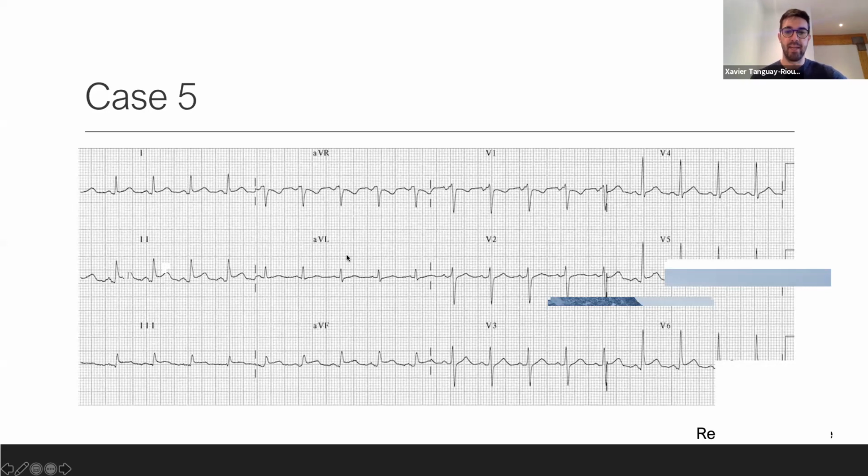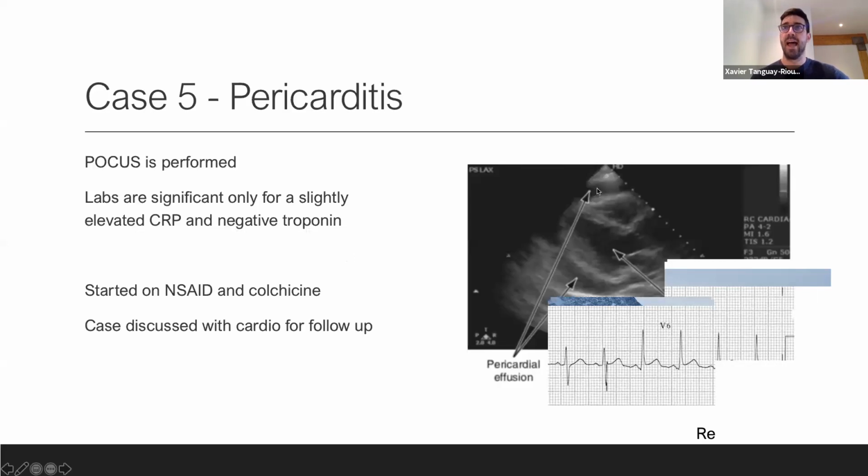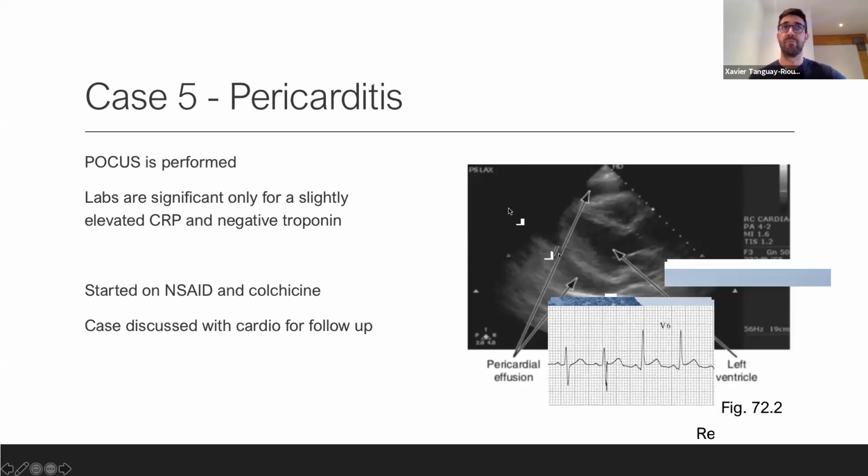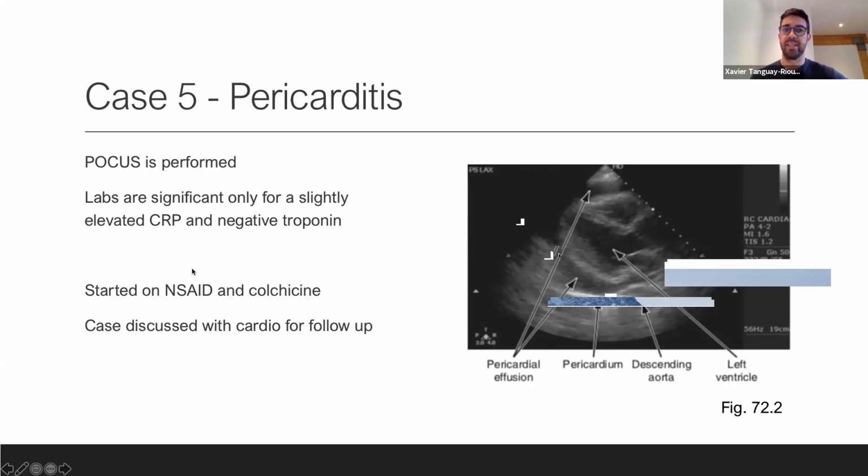And so you get your ultrasound, and this is what you're going to see. So there's a pericardial effusion, and with those two, you make your diagnosis of pericarditis. And you are still going to send your labs. The CRP is a little bit elevated and the troponin is negative. So you're going to start your patient, or your colleague, I would say, on NSAID and colchicine, and you're going to discuss the case with the cardiology team to arrange some follow-up and formal echo.